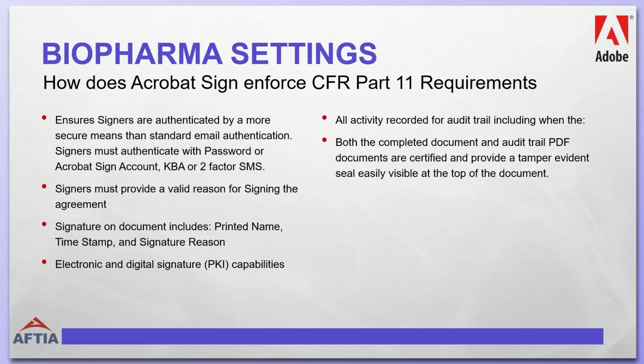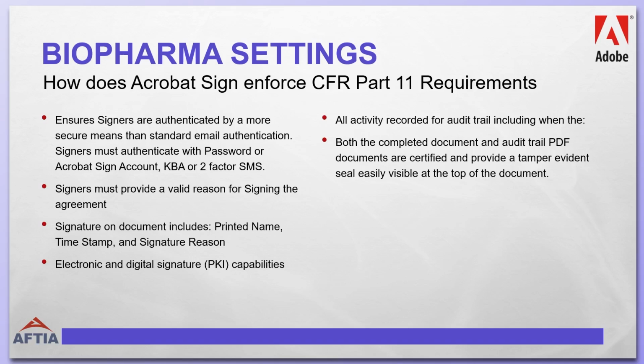In this video, we're going to take a look at how Adobe Acrobat Sign will enforce CFR Part 11 requirements when we turn on the biopharma settings within a group or the account. To enforce CFR Part 11, first of all, the signer must authenticate into Adobe Sign using something more stringent than just email, so either password or Adobe Sign. And then the signer must also provide a valid reason for why they're signing that document.